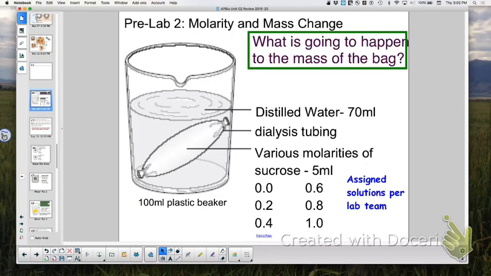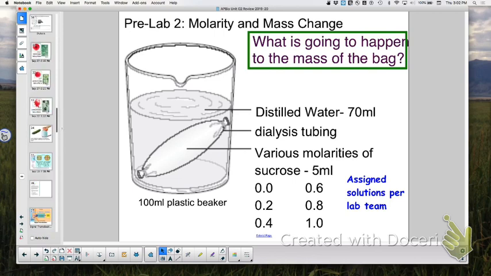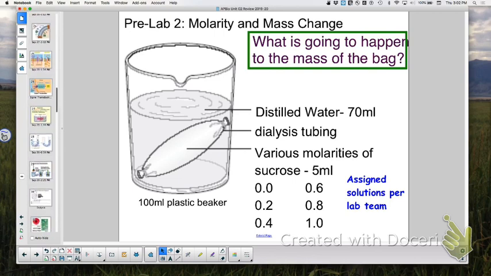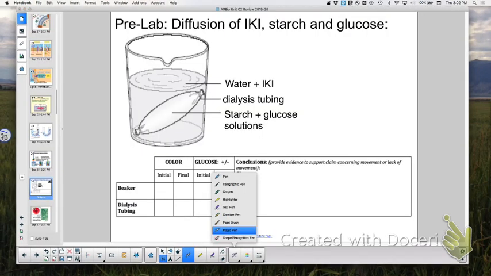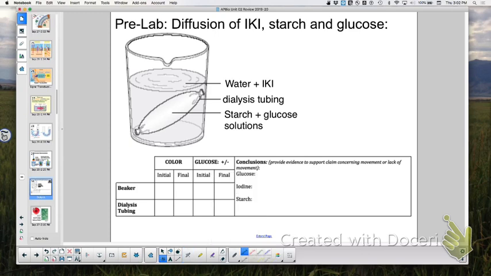Remember, we had the first part of the lab where we just saw diffusion. I skipped over, it's here. In this part of the lab, remember we put starch and glucose inside the dialysis tubing, and it appeared what color? Clear, right? Then out surrounding it, in the water, what did we put? We put iodine out here in the water, which was that orangey brown color, right?